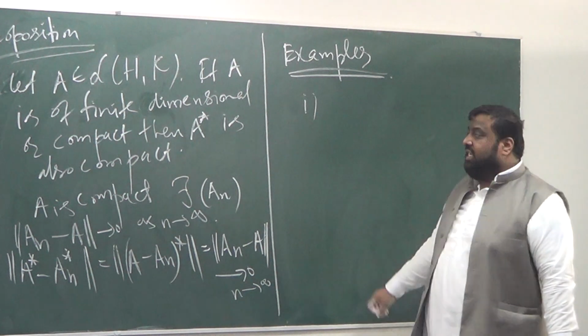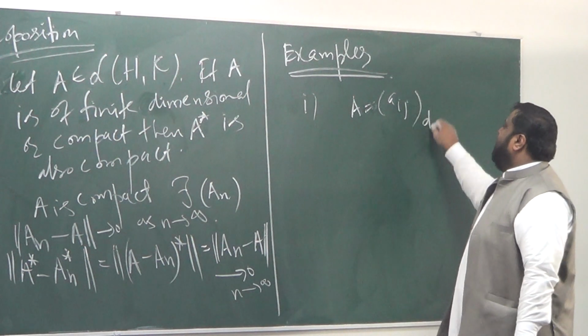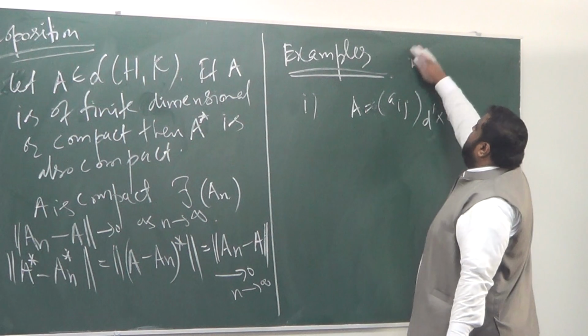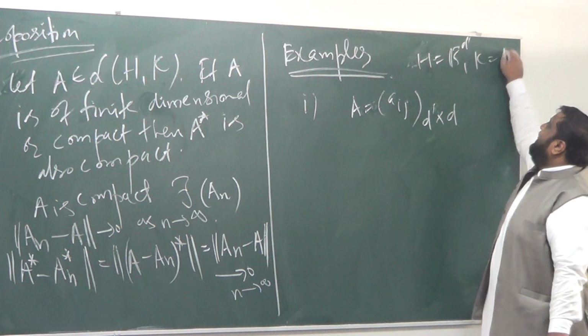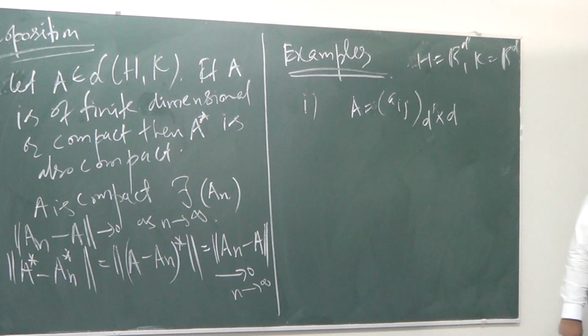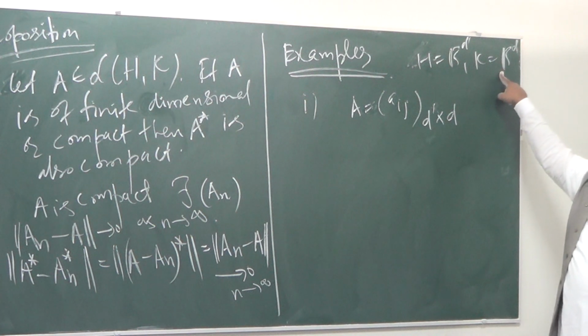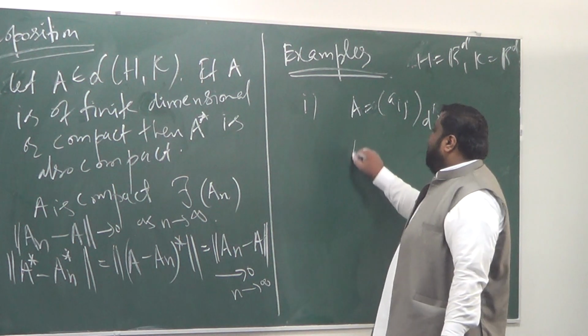The first example that we already did: if you have a matrix A_ij of size d prime cross d, in other words I'm taking H as R^d prime, which I know is a Hilbert space, and I'm taking K as R^d, which is also a Hilbert space. Any bounded linear operator from R^d prime to R^d is a matrix actually. So all operators are matrices. So you have this operator, and what would be the adjoint of it?